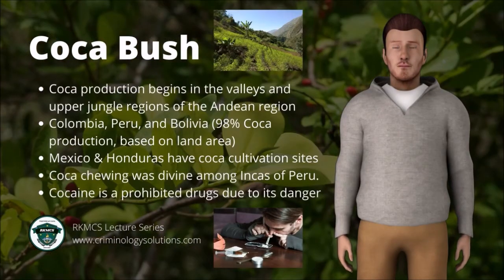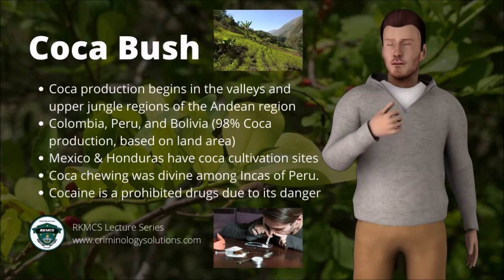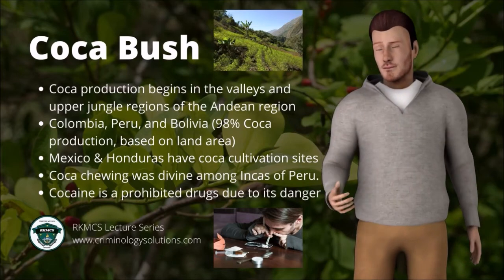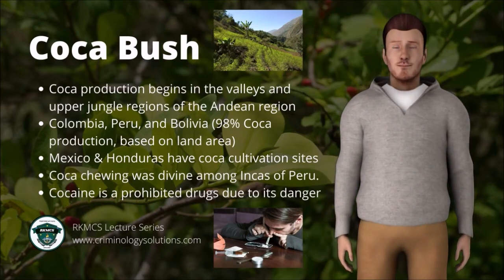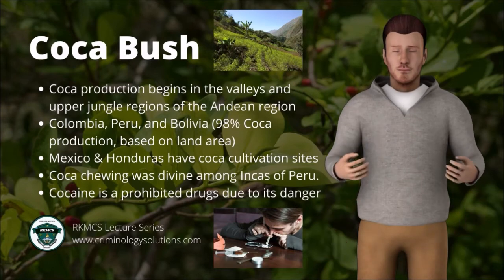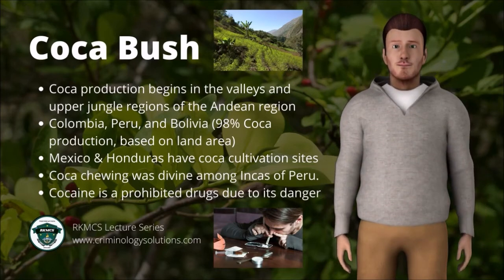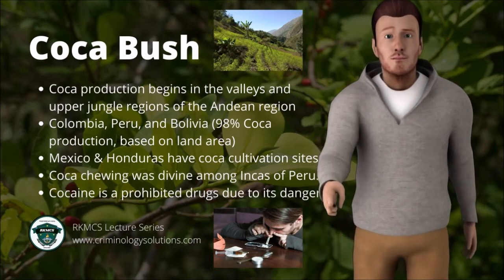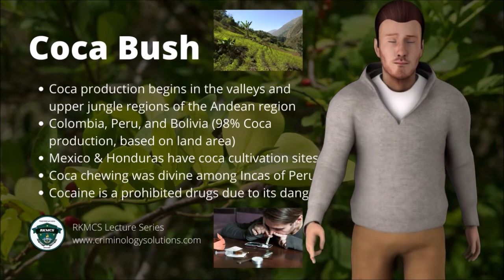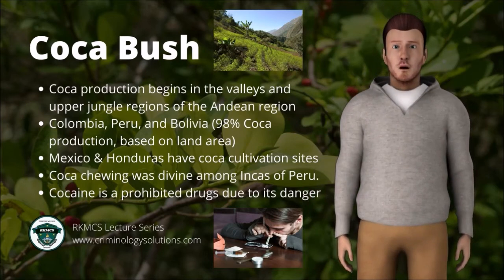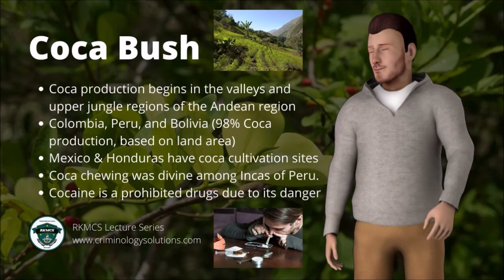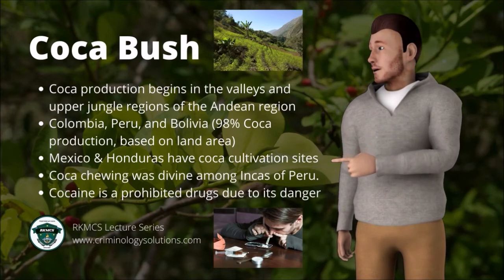Coca is traditionally cultivated in the lower altitudes of the eastern slopes of the Andes or the highlands depending on the species grown. Coca production begins in the valleys and upper jungle regions of the Andean region, where the countries of Colombia, Peru and Bolivia are. It is no wonder these countries are host to more than 98% of the global land area planted with coca. In 2014, coca plantations were also discovered in Mexico.